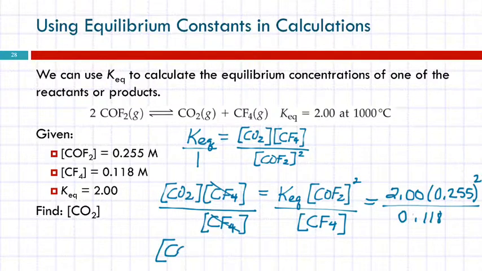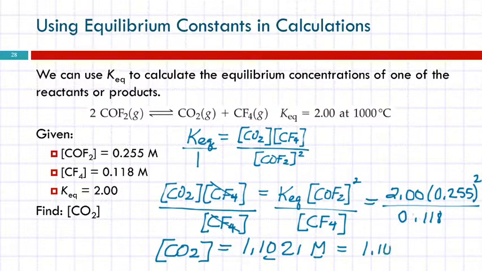So the concentration of the carbon dioxide is equal to, I'm going to check my sig figs, I should have 3, 1.1021. So 1.10 moles per liter. The equilibrium constant does not have units, and we're not going to use units in the equation, but we understand that this in brackets means that the concentration is always in moles per liter. Any questions?